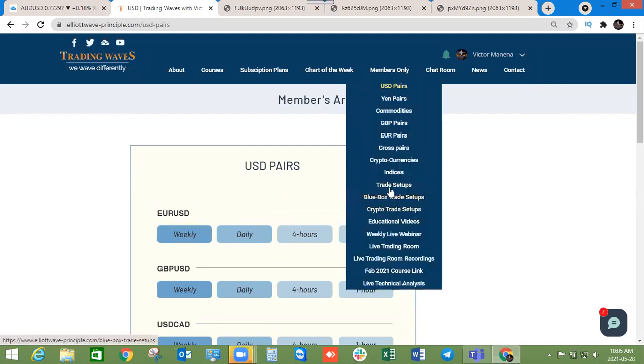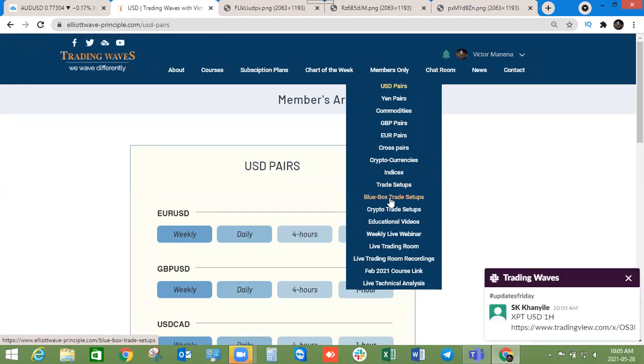And then we've got different tabs here for trade setups. We've got the trade setups based on the Elliott wave strategy that we use, and then we've got the special trade setups. There's no difference between the two. It's just that this one is mainly based on the blue box strategy. They are both our strategies. They are both accurate.